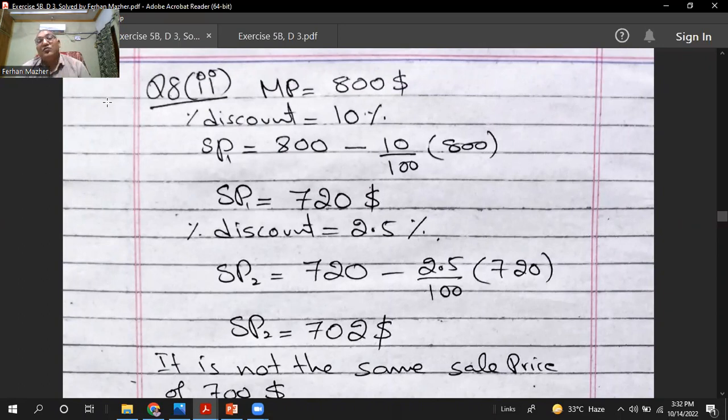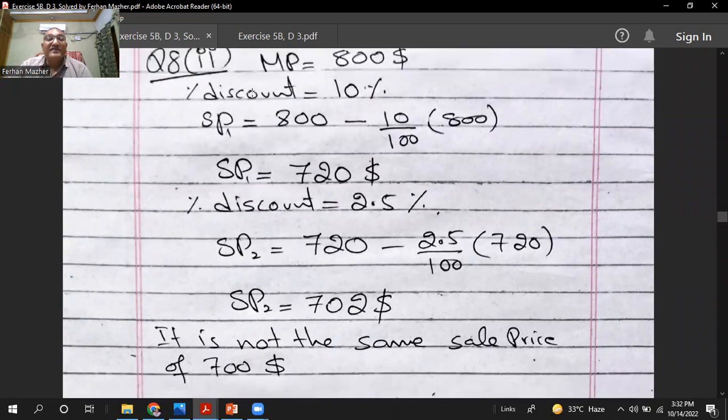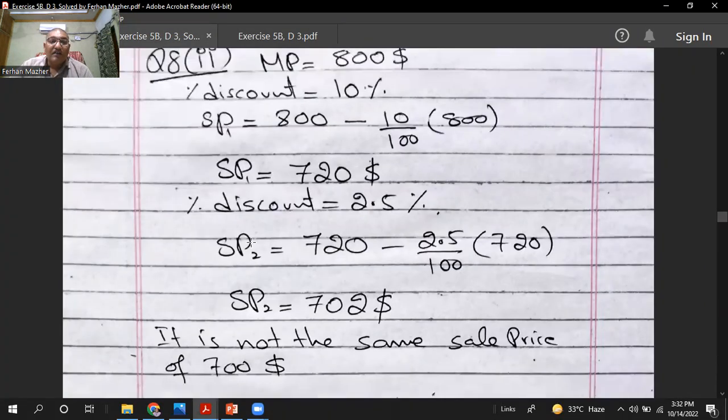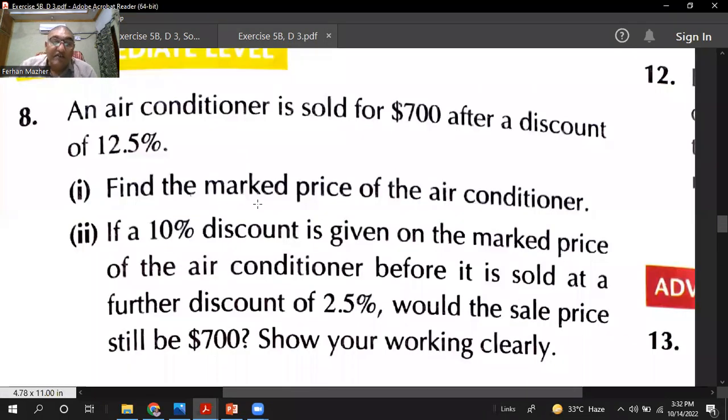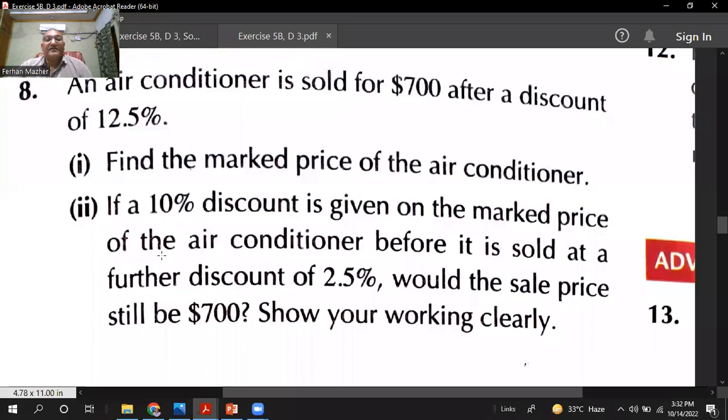Then they give you a further 2.5% discount on this sale price number 1. So the sale price number 2 will be 720 minus 2.5% of 720. So that will be $702. And it is not the same as $700. His question was, will it be the same as when you directly give a 12.5% discount? No, the answer is different. In the first case, the answer was $700, and now it is $702. So there is a difference.